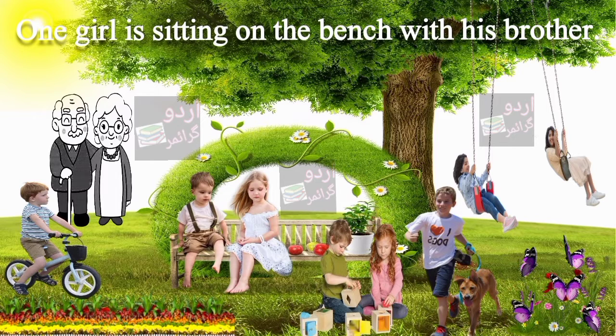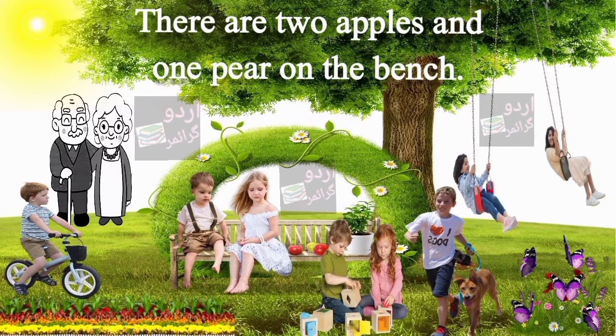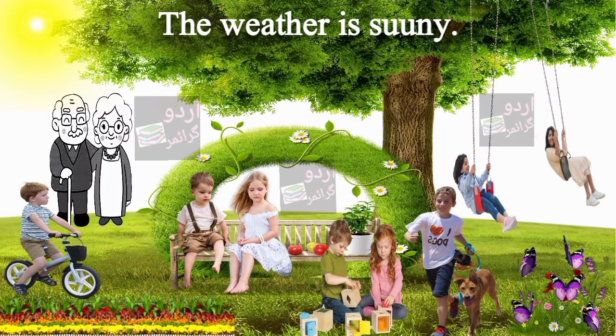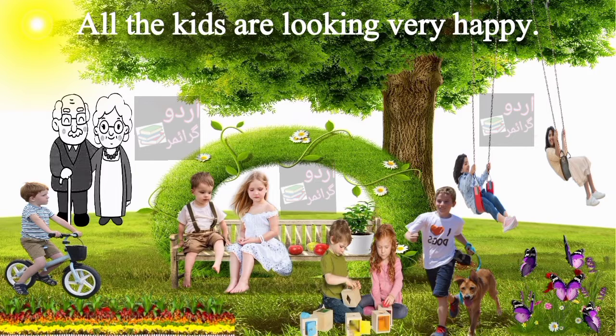One girl is sitting on the bench with her brother. There are two apples and one pear on the bench. The weather is sunny. All the kids are looking very happy.